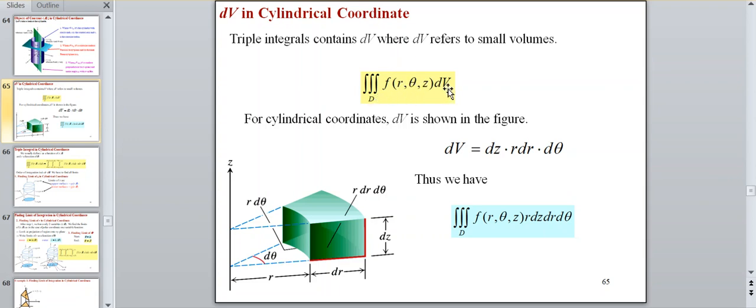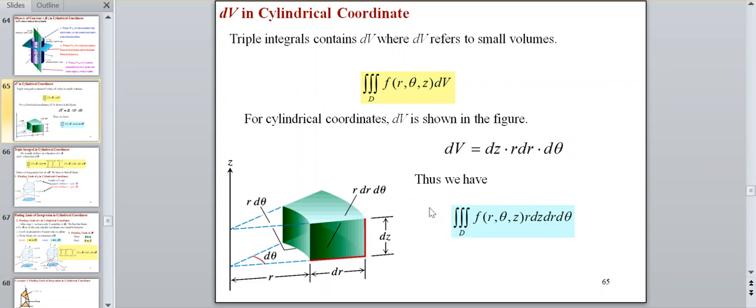So we want to know how to calculate the triple integral of f of r, theta, z on a bounded region D dV. First of all, in cylindrical coordinate system, dV equals, bear in mind, do not forget, dz r dr d theta. So the integral of f of r, theta, z dV in cylindrical form on D equals f of r, theta, z times r dz dr d theta.